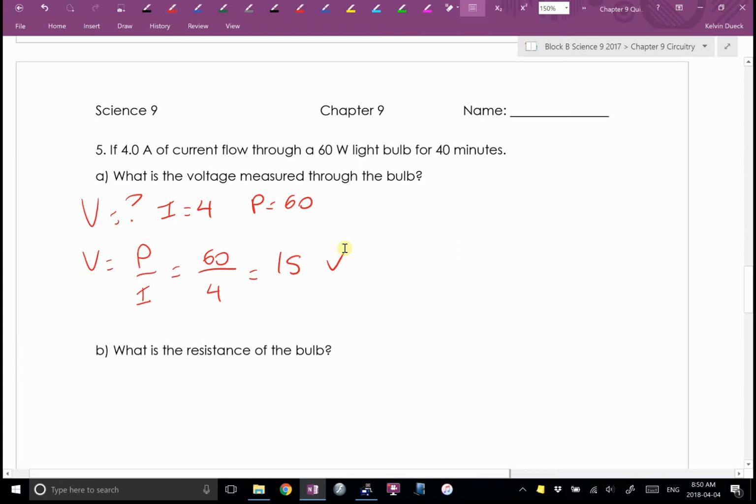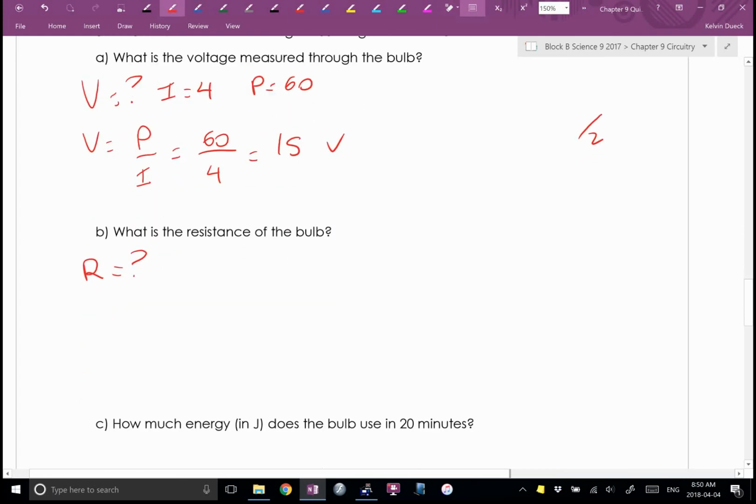Is that right? Same as before, so 2 marks: half mark, half mark, half mark, half mark. Mansion, what's B want me to find? Resistance. Okay. Mansion, did I just write everything in part A? Say yes. I'm not going to make you rewrite it. You can if you want to. But how can I find resistance? What equation could I use?